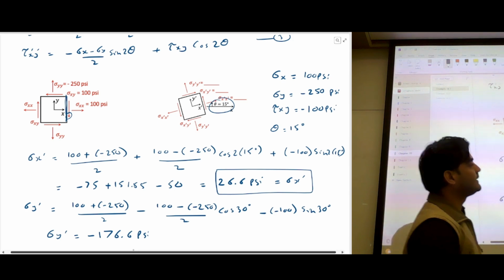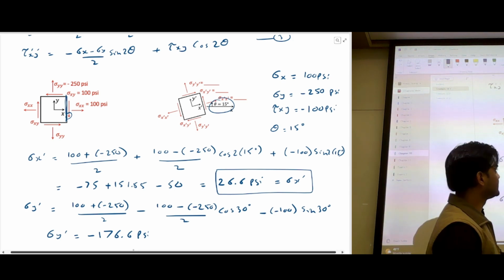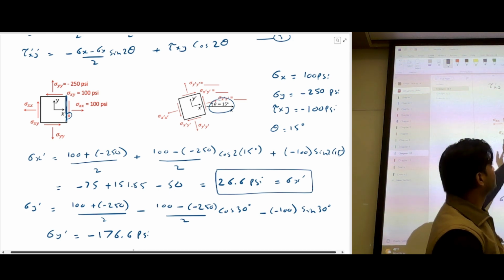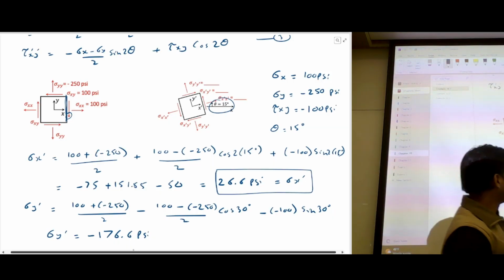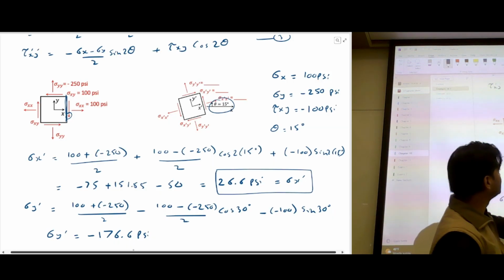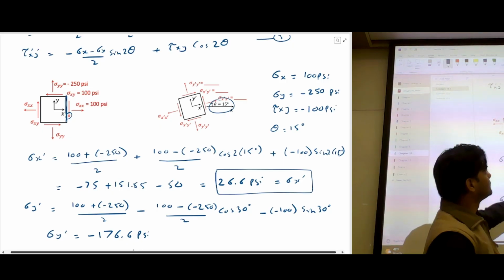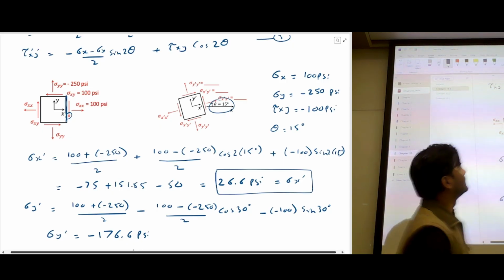So basically, the stresses don't go anywhere. The combined effect is the same, but the normal stresses have reduced. So it's going to go into the shear stresses. So shear stresses will increase and normal stresses will reduce.